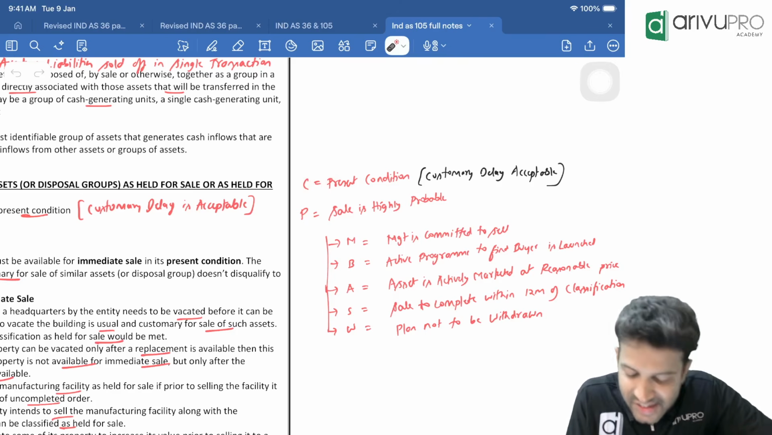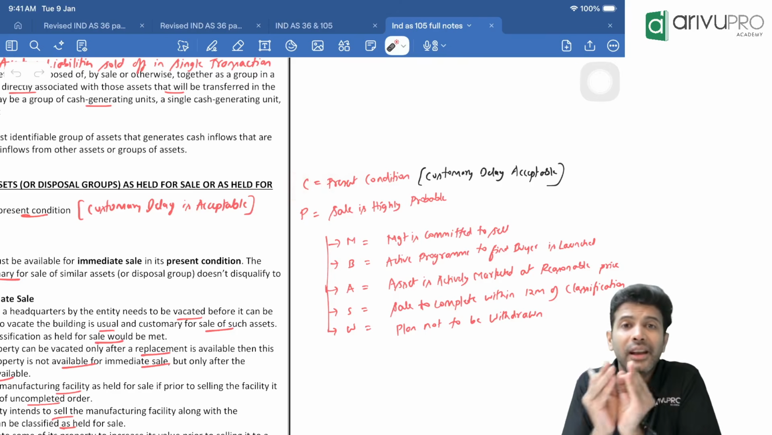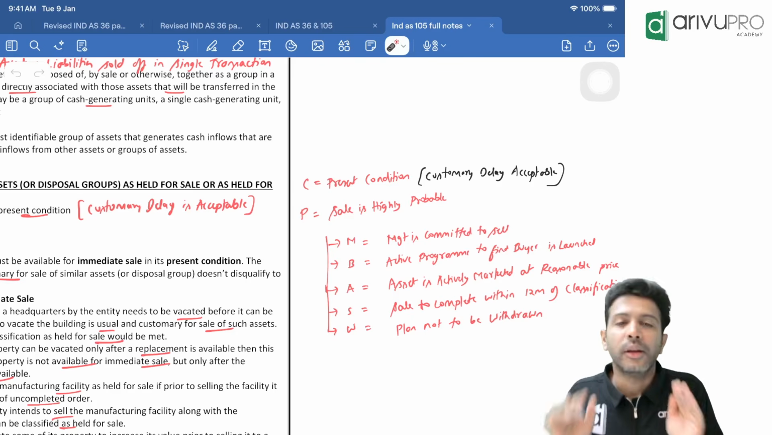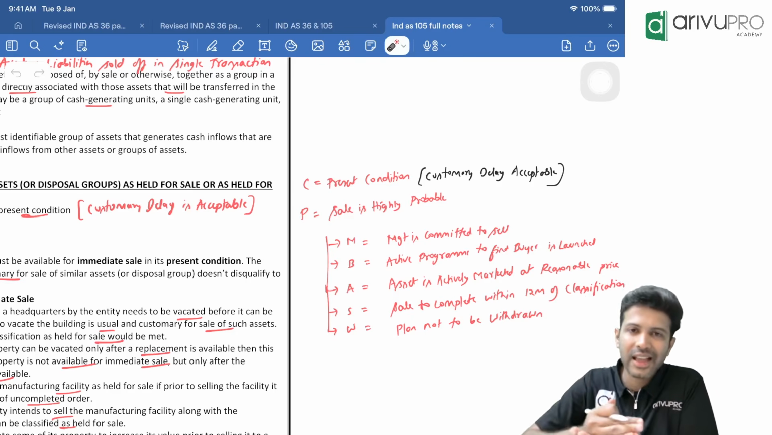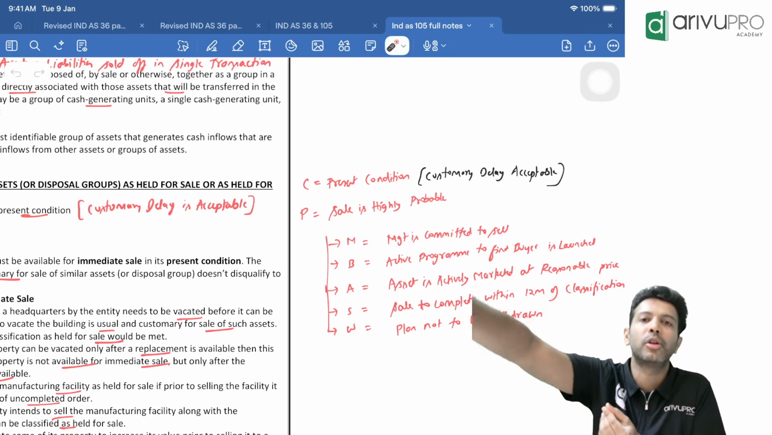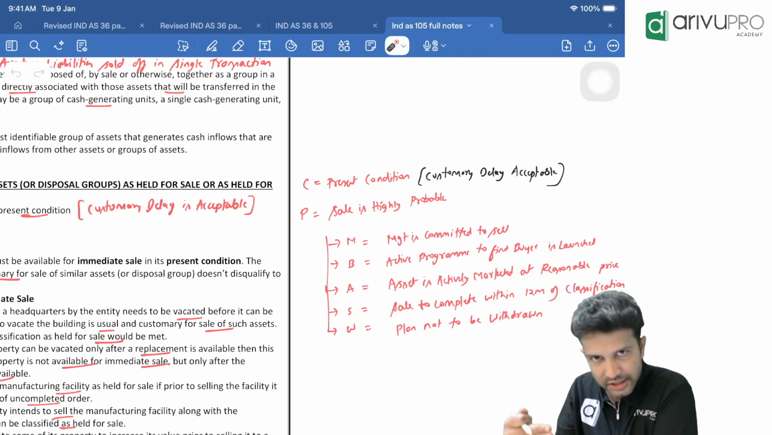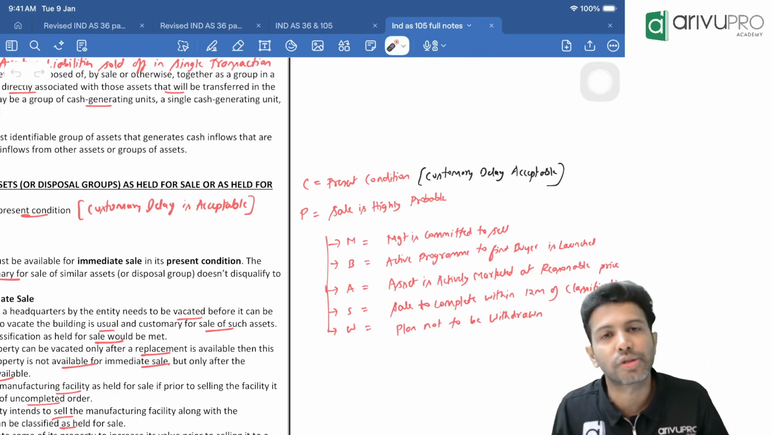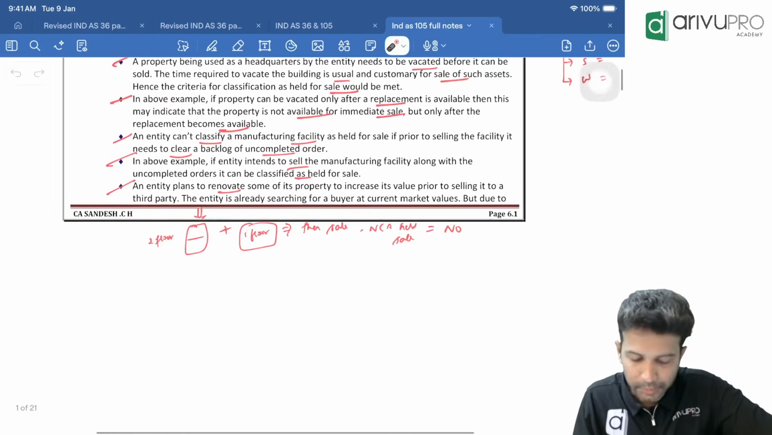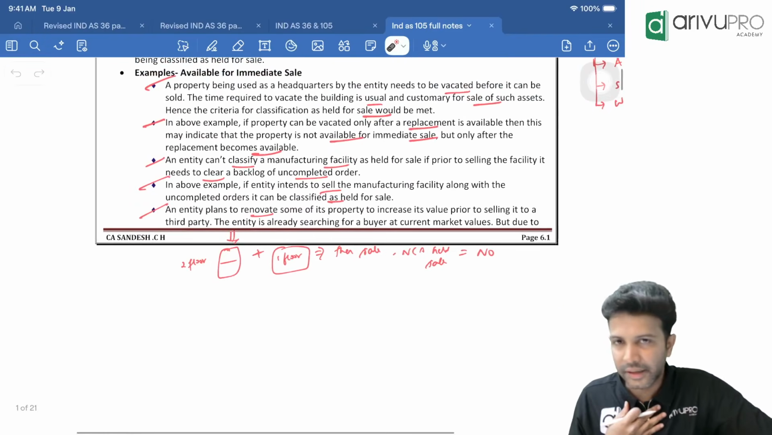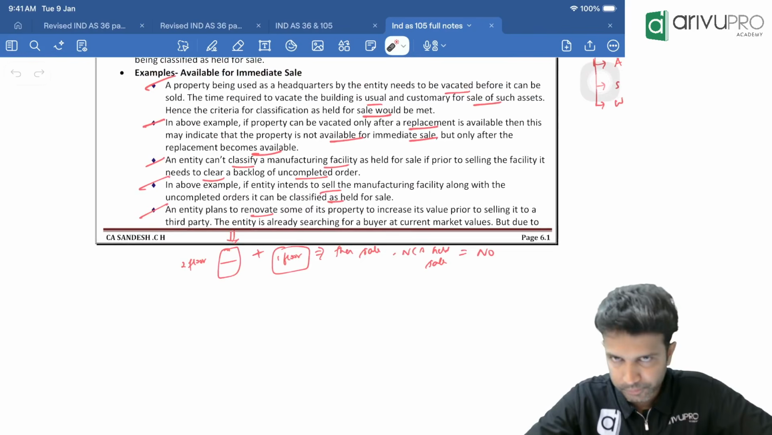CPMBASW. Okay. C: it should be sellable in present condition. Sellable in present condition means the asset should be sellable the way it currently is. In whichever condition the asset is currently, in that condition only you should sell it off. Just to give you an example, let us say company has decided to sell a building.